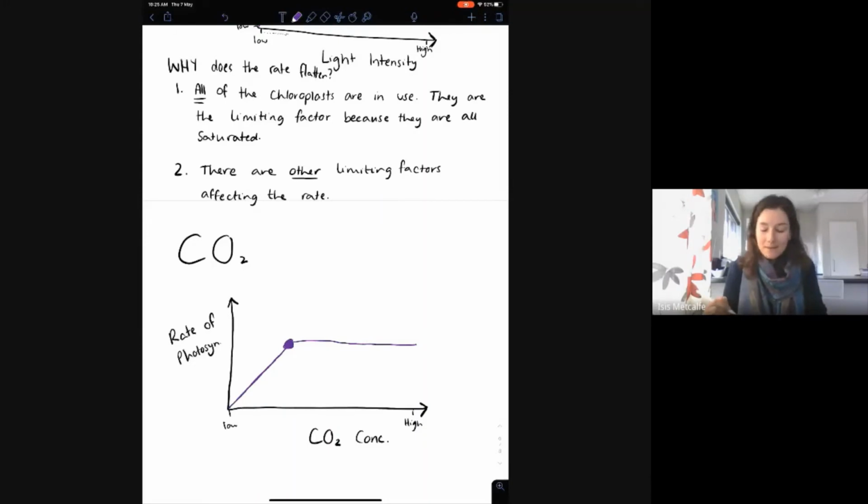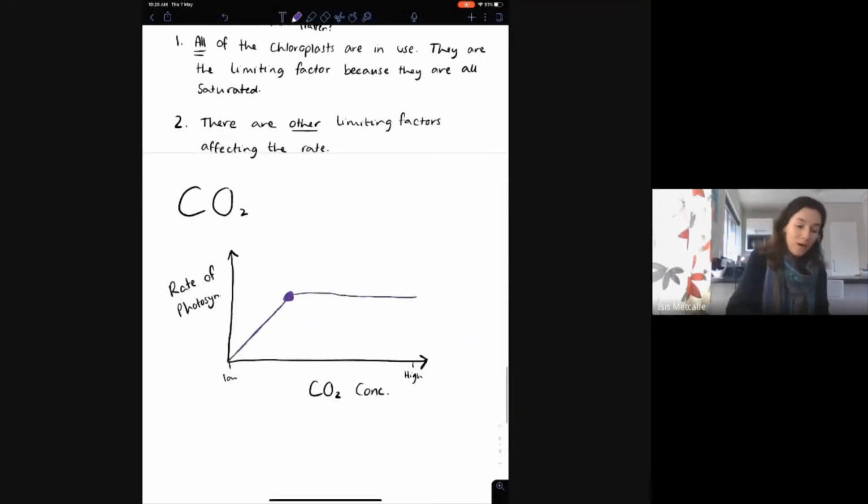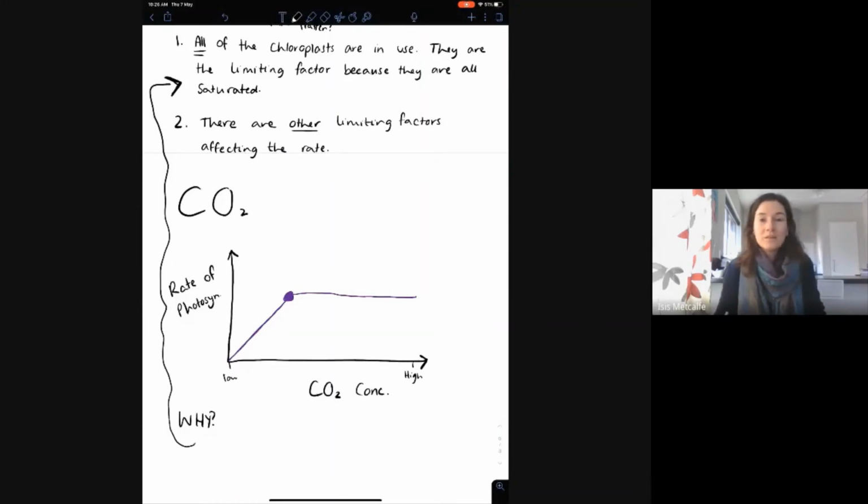And so it doesn't matter if you keep increasing carbon dioxide, it's not going to increase the rate of reaction, because all of those chloroplasts are working to the best of their ability. They simply cannot process any more carbon dioxide gas. And so the reasons for the why are just the same as up here. So carbon dioxide and light intensity are two really easy ones to remember because they're pretty much the same. You just have to change the word between carbon dioxide or light.